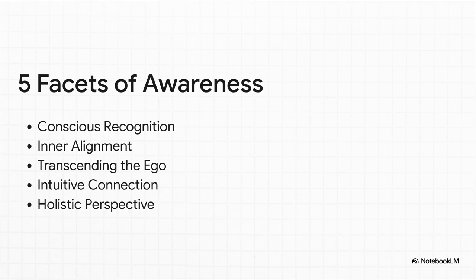Conscious recognition, that's like observing your mental processes in real time. Inner alignment is where you check your code against your core values. Transcending the ego, that's the moment you realize you're the programmer, not the program. Intuitive connection is all about trusting your gut's incredible pattern matching abilities. And finally, holistic perspective, that's basically just systems thinking for your own life.